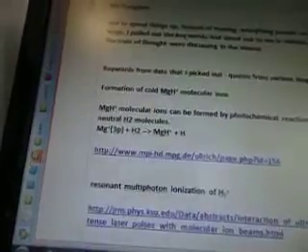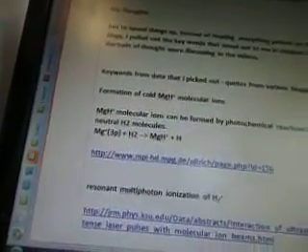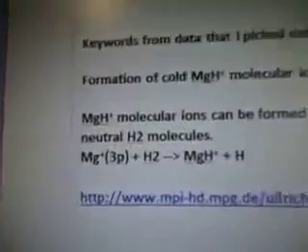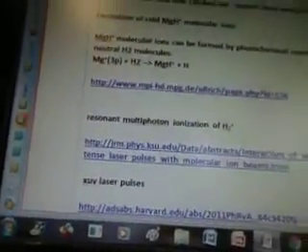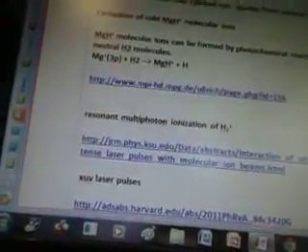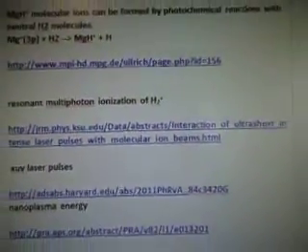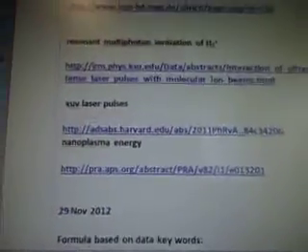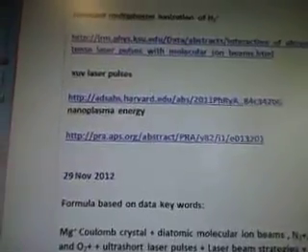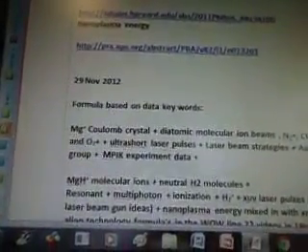Okay, formation of cold MgH+ molecular islands. MgH+ molecular islands can be formed by photochemical reactions with neutral H2 molecules, and there's the equation for it. And that's from www.mpi-hd.mpg.de. Okay, so resonant multiphoton ionization of H2+, and that's from jrm.phys.ksu.edu. There's their link there. XUV laser pulses, adsabs.harvard.edu. Nanoplasma energy, pr.aps.org.